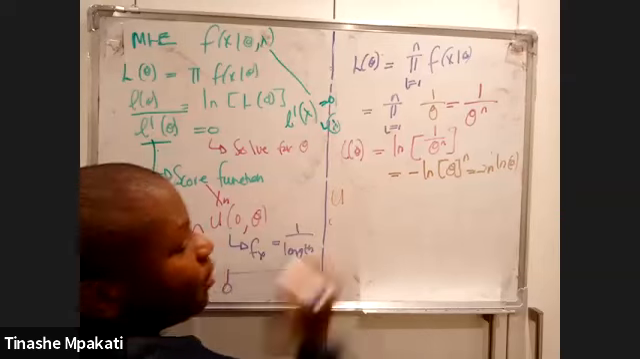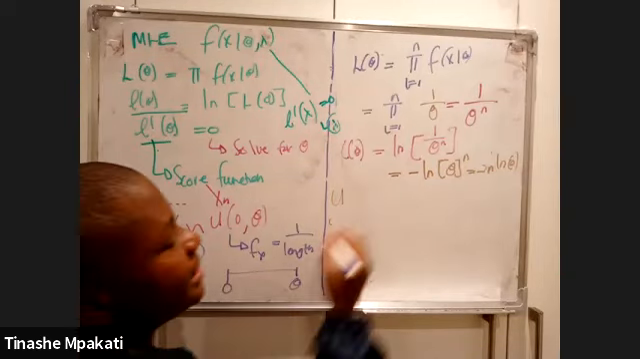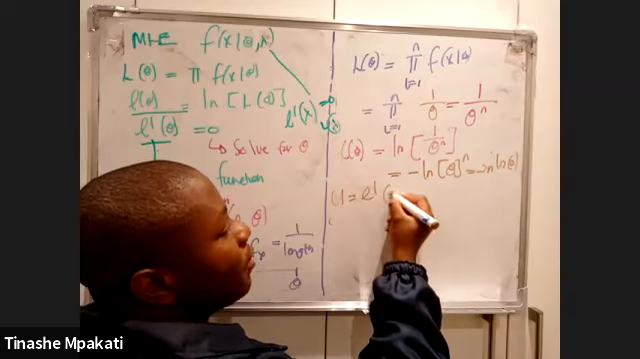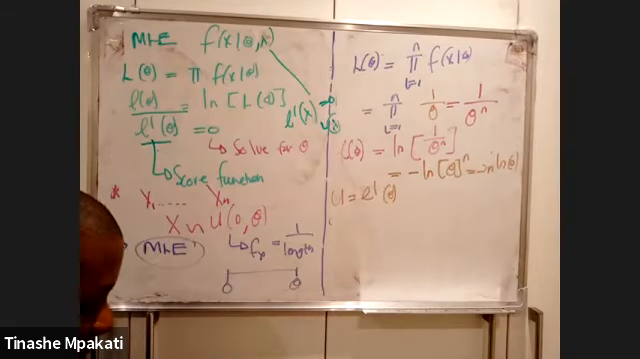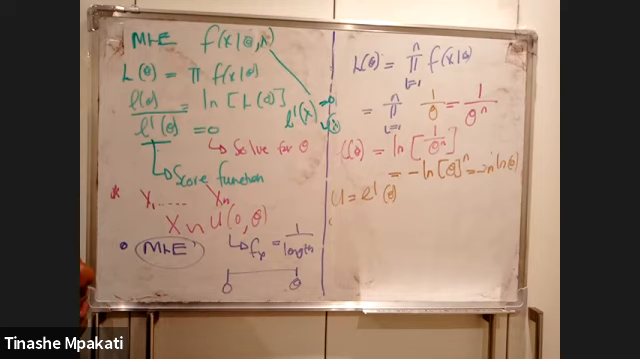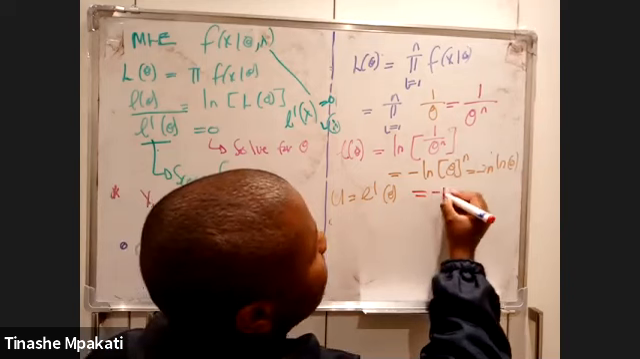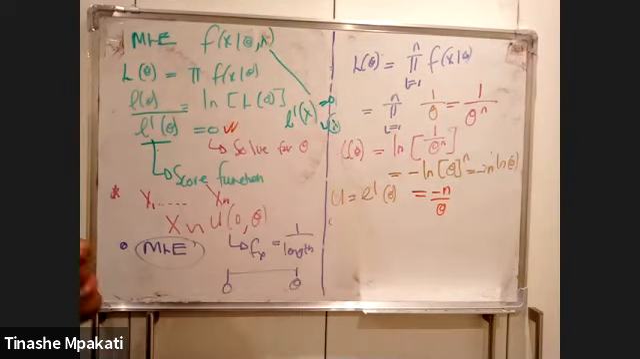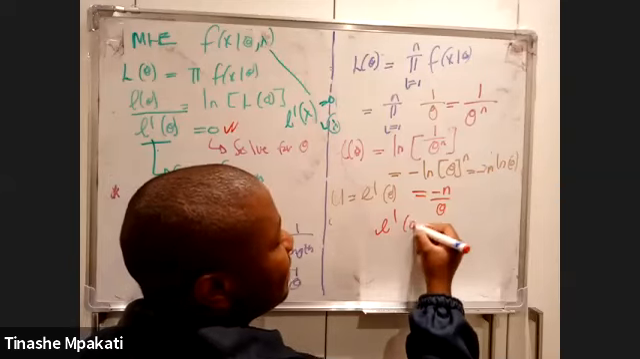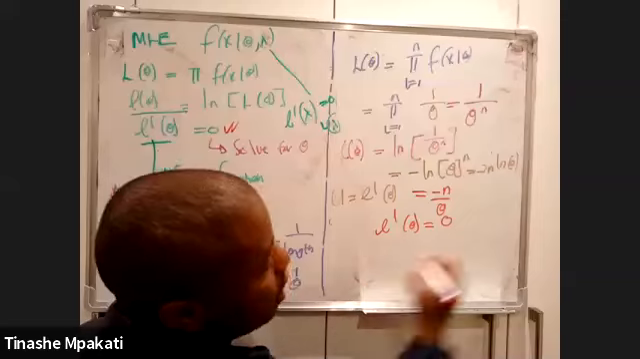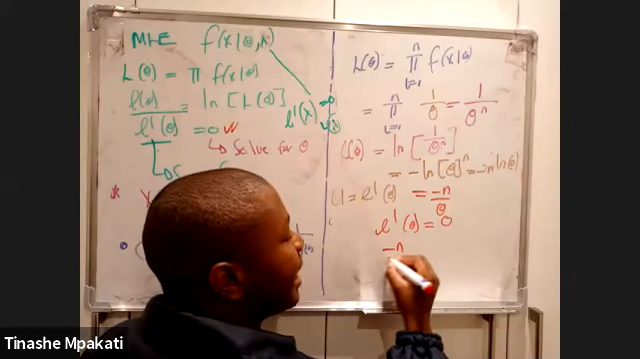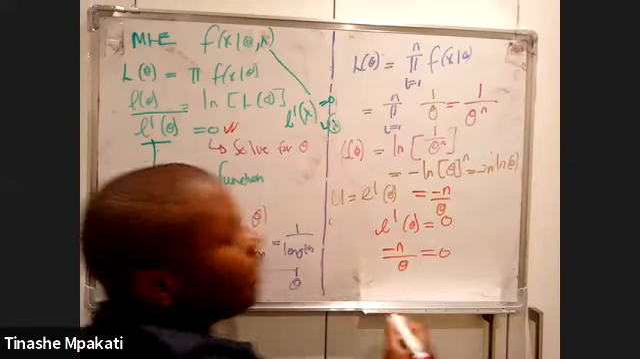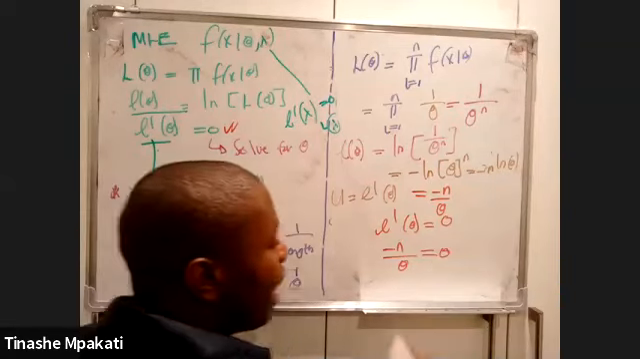The next step involves finding the score function. Our score function, which is denoted by U, is just the first derivative of our log likelihood function with respect to the parameter of interest, which in this case is theta. Taking the derivative with respect to theta gives us minus n divided by theta. The last step involves equating this first derivative to 0, so we need n over theta to be equal to 0, and after that solve for theta.